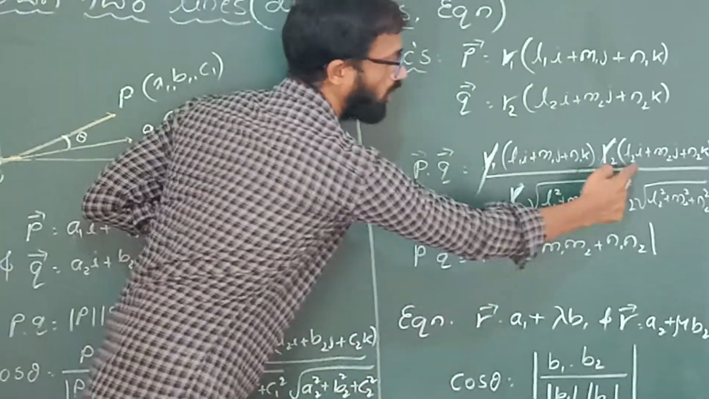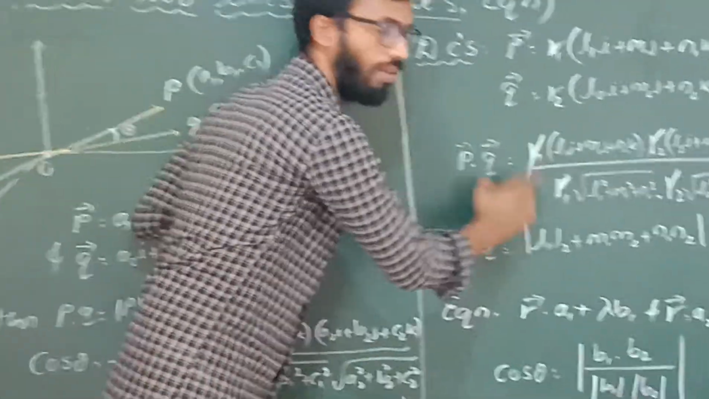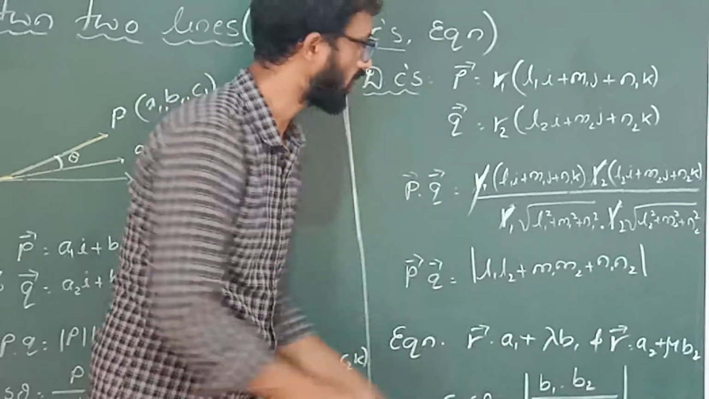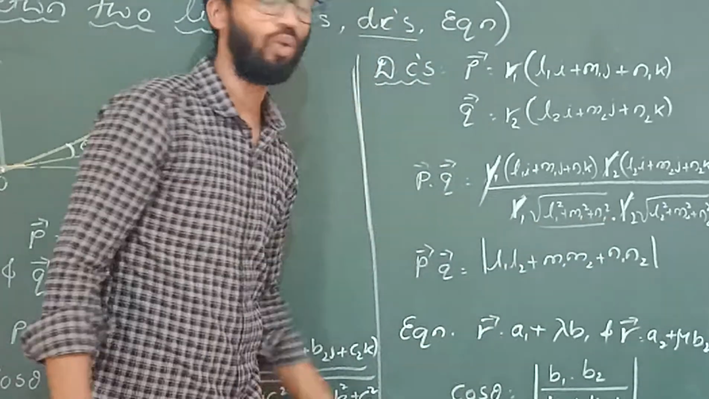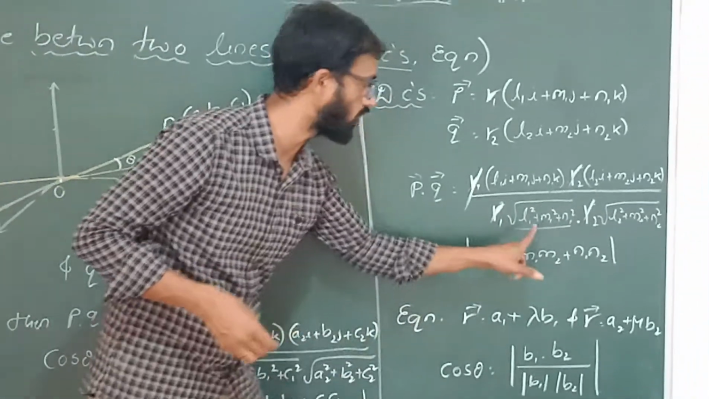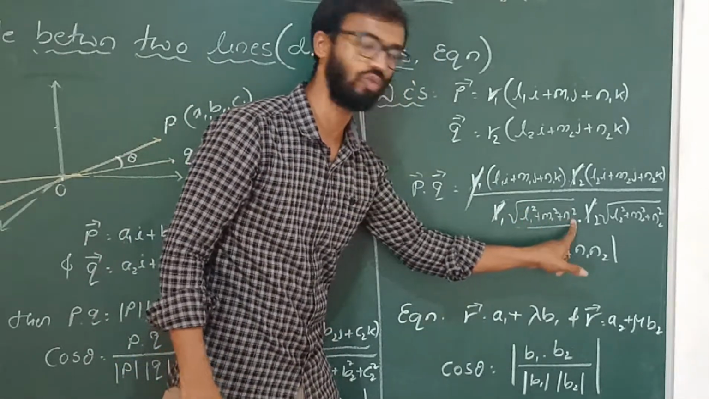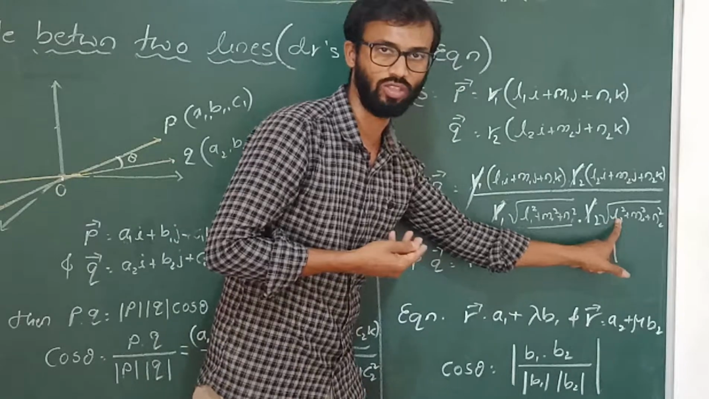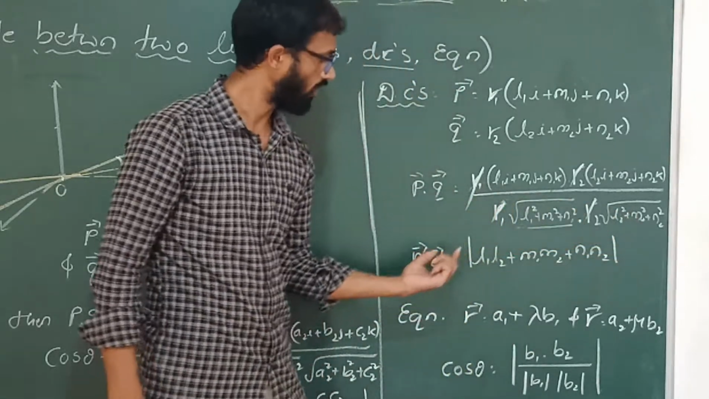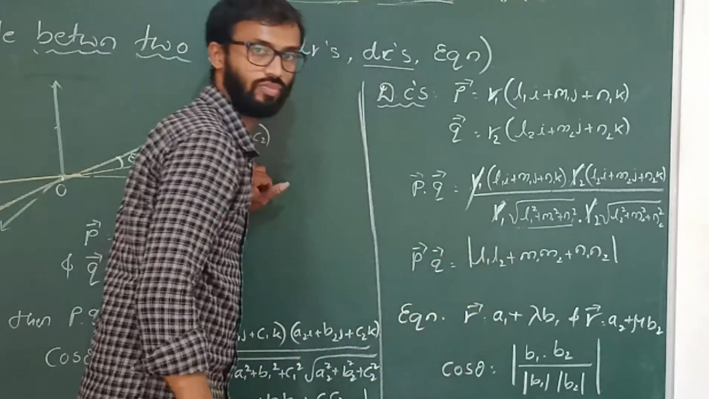Magnitude of L1 L2 plus M1 M2 plus N1 N2 divided by, I have taken here, 1 into 1, because we know that L1 square plus M1 square plus N1 square is equal to L2 square plus M2 square plus N2 square is equal to 1, which you studied in the previous chapter, correct? So L1 square plus M1 square plus N1 square is nothing but 1. Similarly for L2 square, again this is the same thing. The sum of the squares of the direction cosines will be equal to 1. Therefore, finally I will get P dot Q equal to the magnitude of this one.